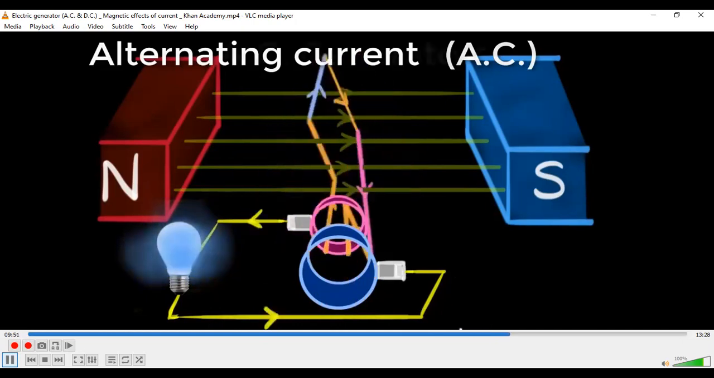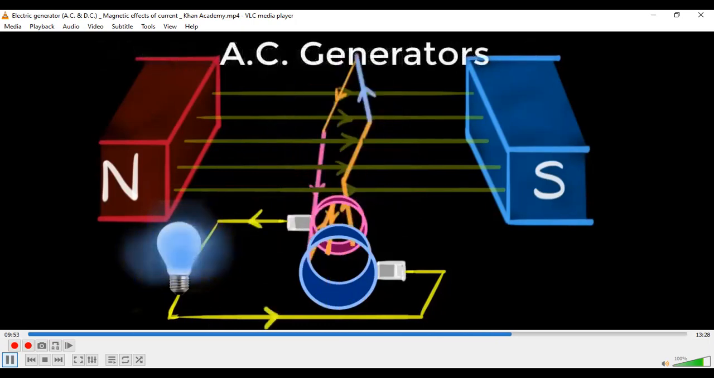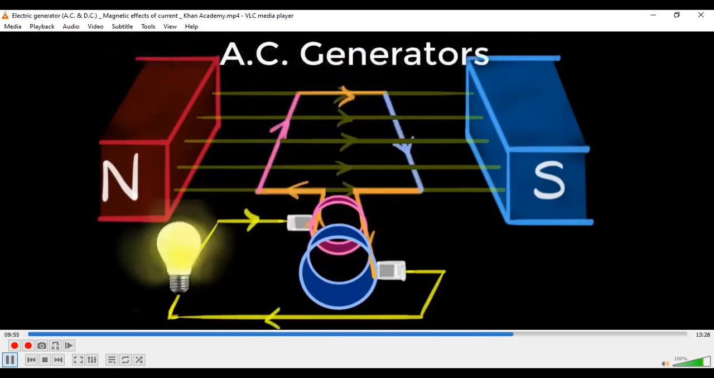These generators are called DC generators. Finally, this is called an AC generator. Why? Because the output is AC. What if you want to do this, where you don't want the current direction to change?